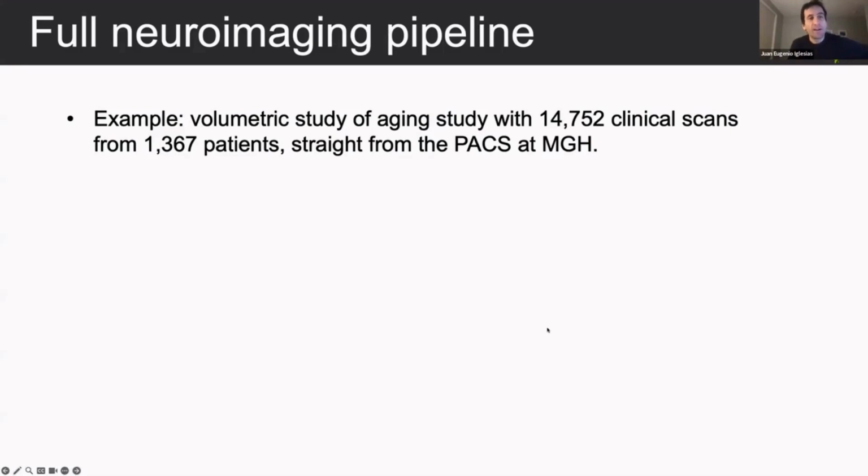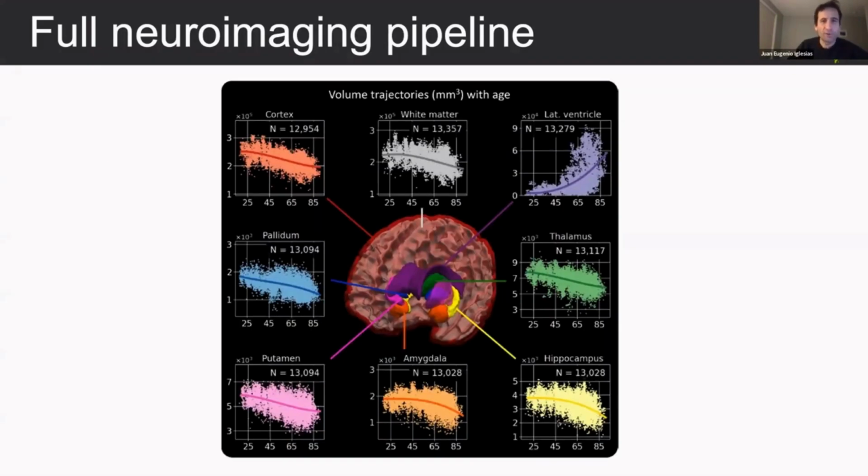So just to illustrate it, we ran this on a study of aging using 14,000 clinical scans straight from the PACS at MGH. For every acquisition in there, we don't know if they are T1s, T2s, MR angiography, diffusion, or sometimes instead of a brain, you maybe have a knee because there is a problem with the DICOM header. So it's really, really dirty data. And this is what we got.